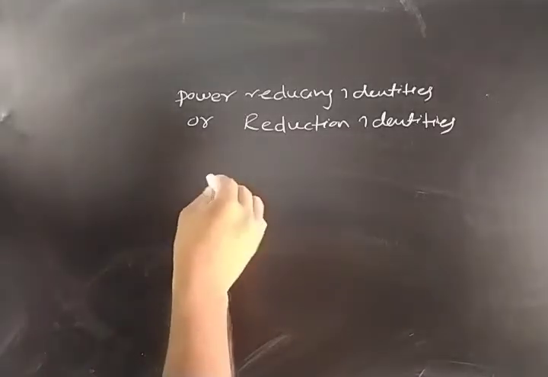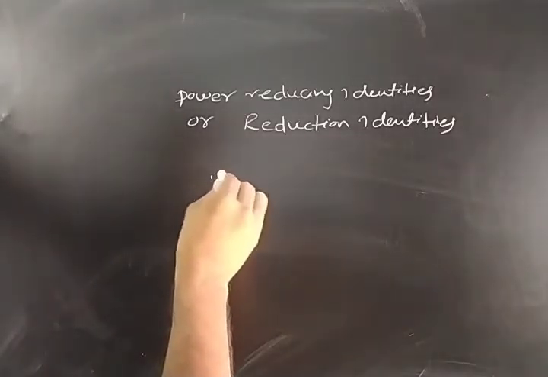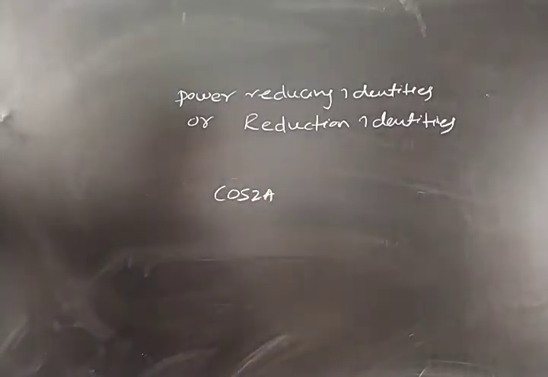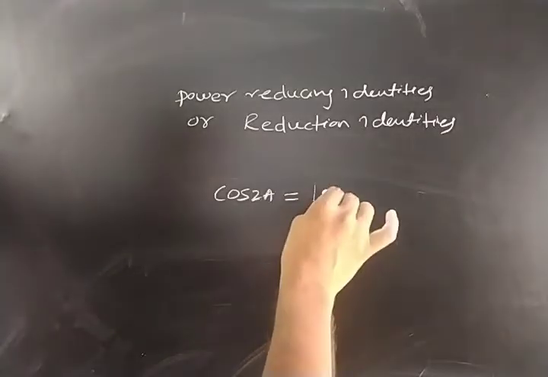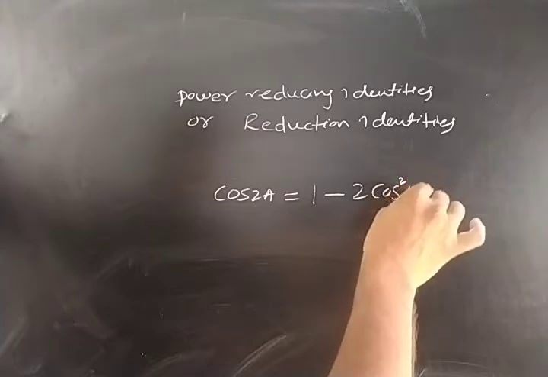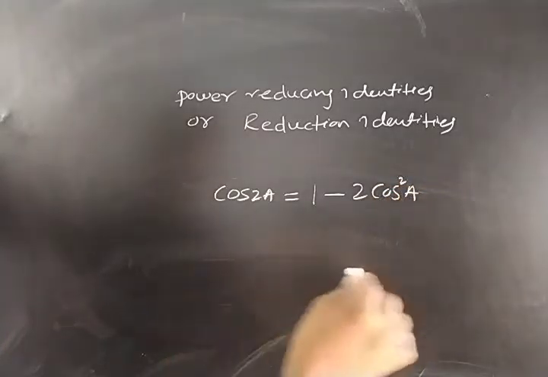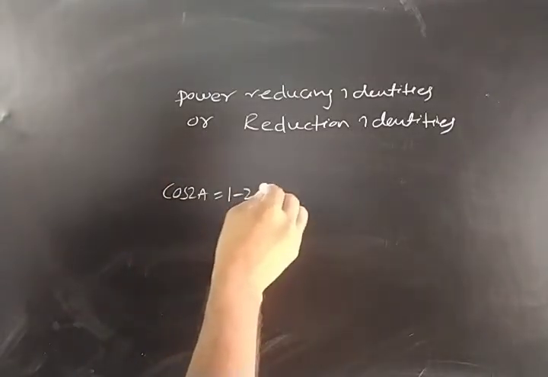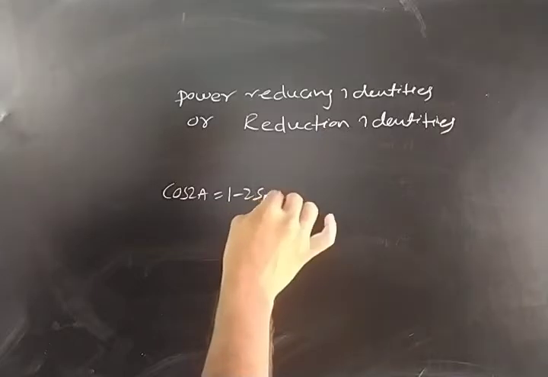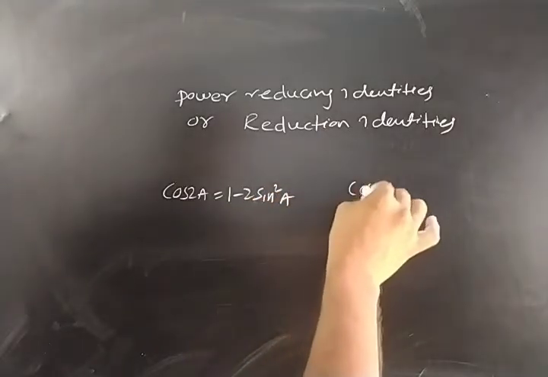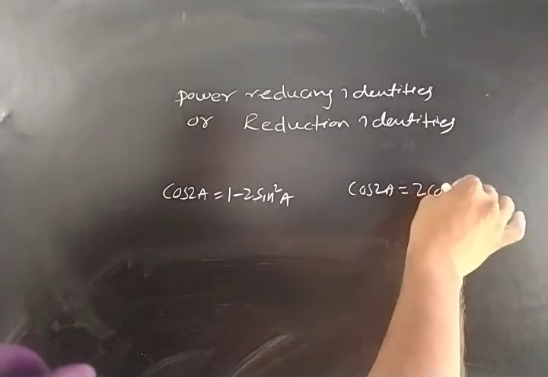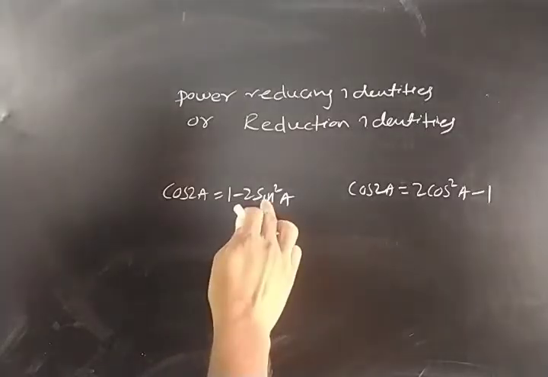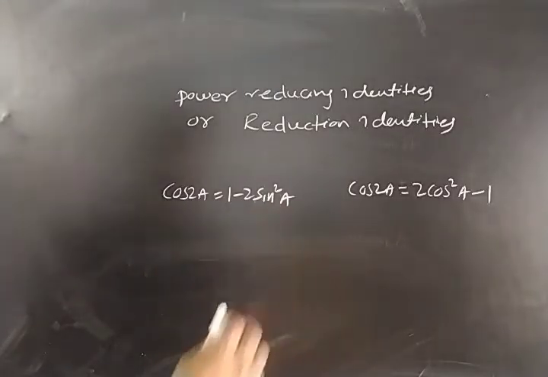Okay. So we know the cos 2A formulas. What are the cos 2A formulas? We have 3 formulas. In that, one is expressed in terms of cos, another one in terms of sine, and we can express cos 2A in terms of cos also, 2 cos square A minus 1. So here I will derive sine square A from this formula.